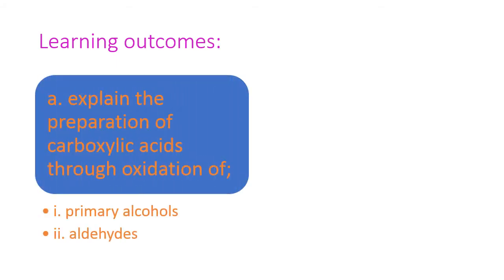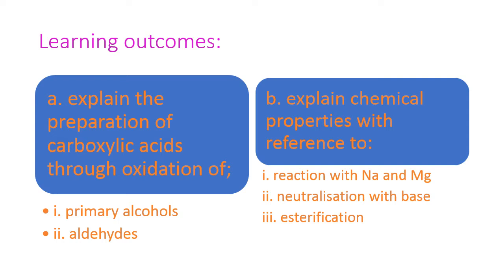Learning outcomes. A. Explain the preparation of carboxylic acid through oxidations of first, primary alcohol, second, aldehyde. The next learning outcome, we're going to explain chemical properties with reference to the reaction of carboxylic acid with sodium and magnesium, reaction between carboxylic acid with a base, and the last one, esterification.